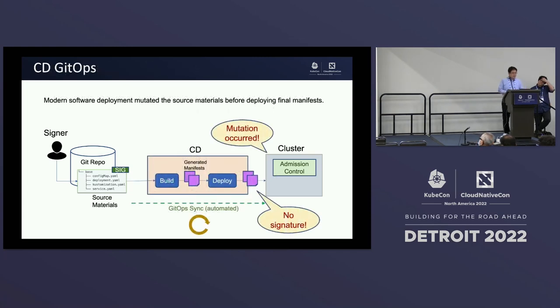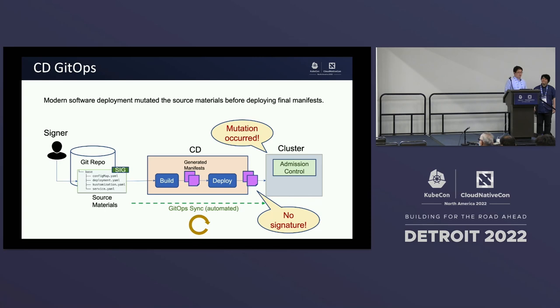Okay. But this becomes a situation in the CD GitOps case, if some configuration is managed on the Git repo. If the source material changed, it's automatically synced to the target cluster. During that sync, CD includes a kind of build and deploy step. The build step gets the source material input, then generates the manifest, then it's deployed to the cluster automatically whenever the source Git repository is updated. So this CD GitOps is a very useful tool, but if we apply it, the generated manifest doesn't have the signature, as I explained before. So this is a kind of mutation happening in the CD pipeline. So no signature is delivered to the target cluster.